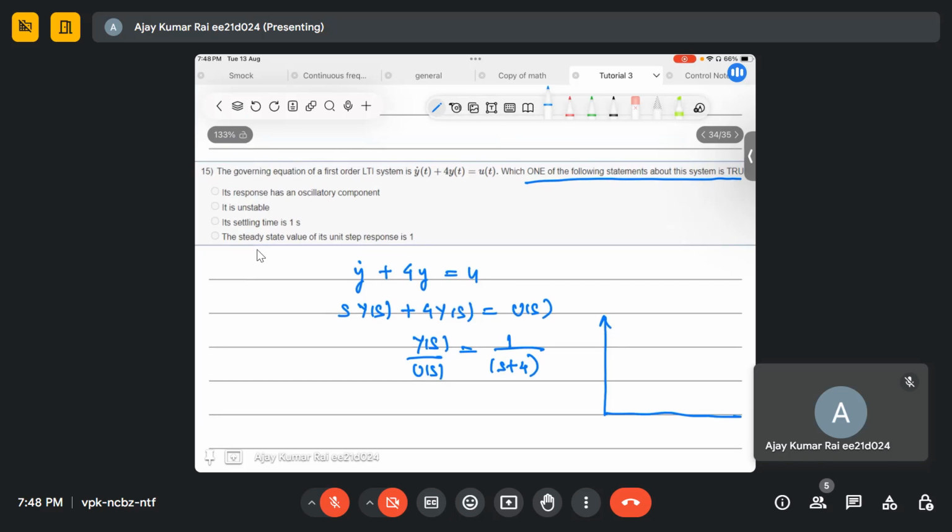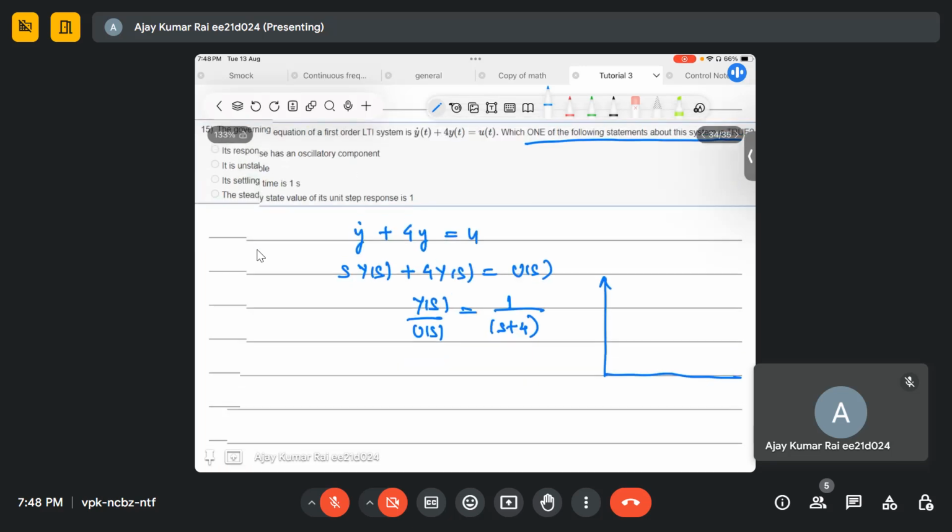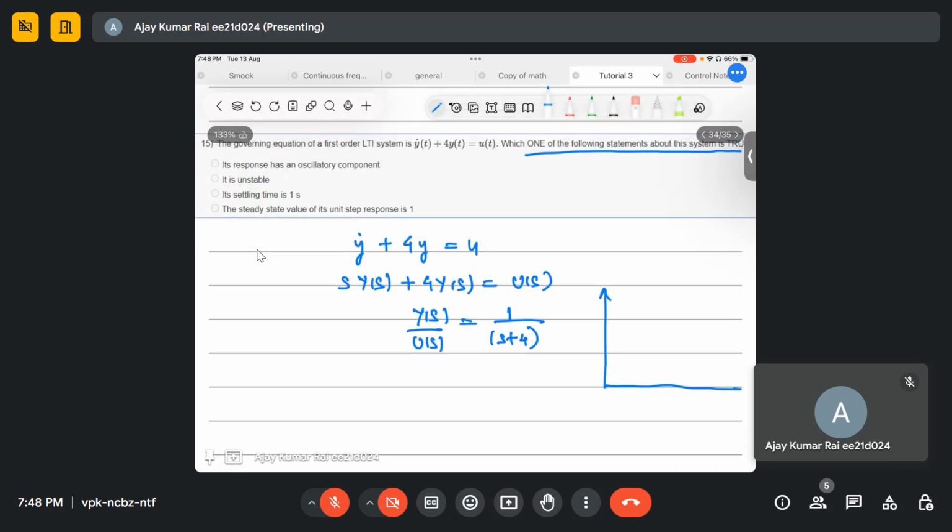Okay, the governing equation of first order LTI system is given, and we check each of the following statements. The response has an oscillatory component. You'll study that in the next weeks. For the second order system, we have the oscillatory response. It does not have the oscillatory response for any type of input.